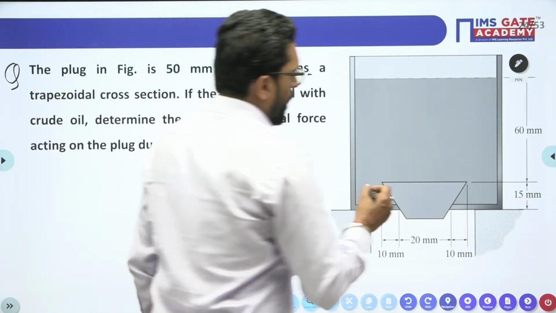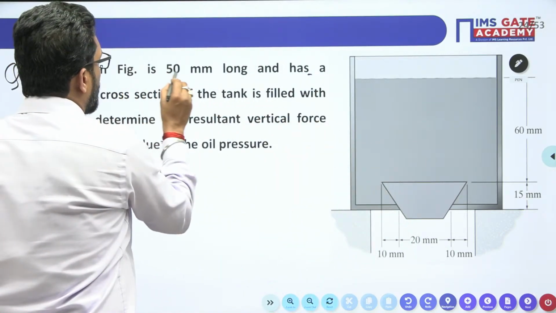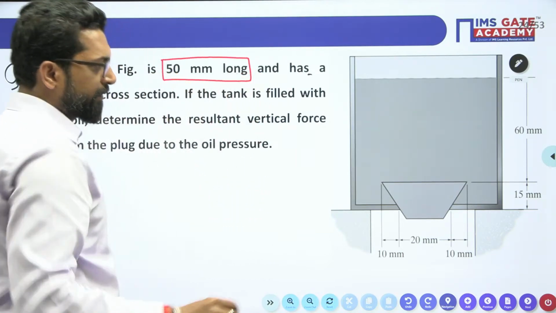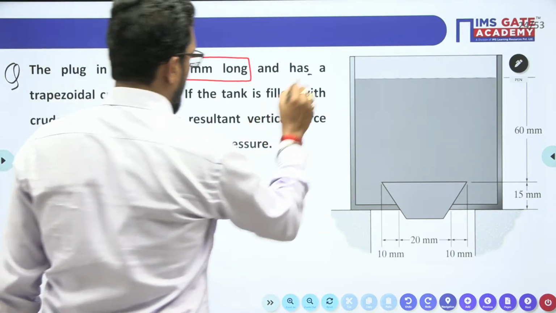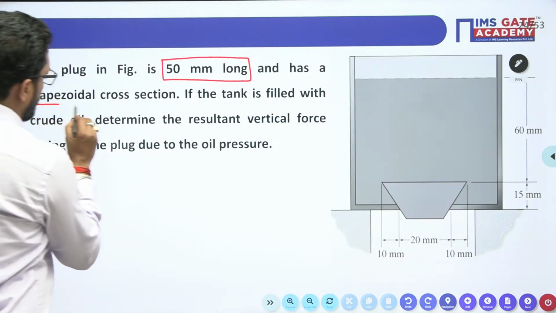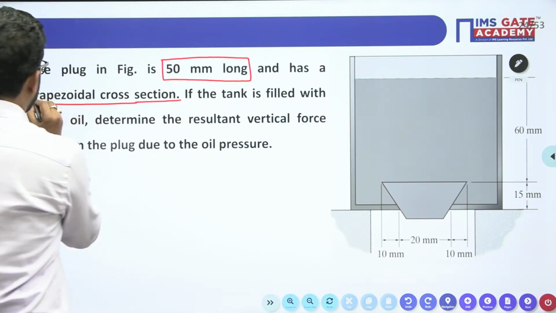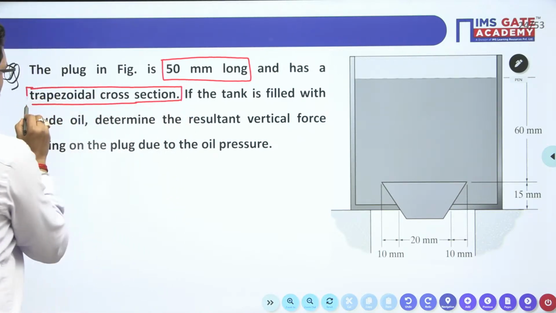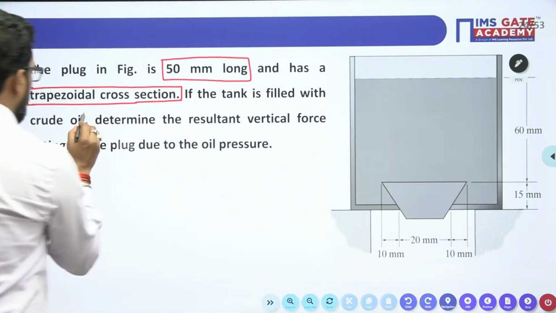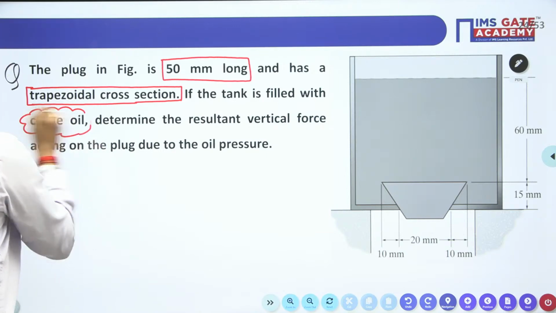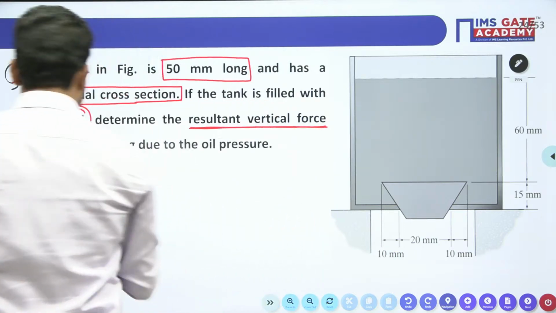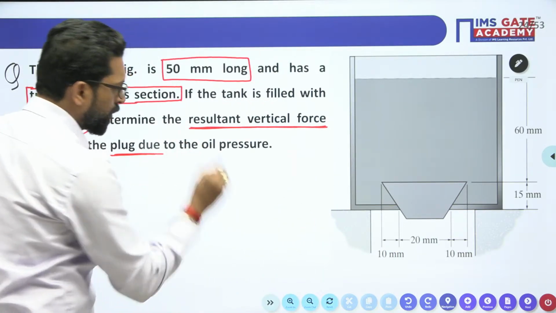See, a plug in a figure is 50 mm long, and has a trapezoidal cross section. If the tank is filled with crude oil, determine the resultant vertical force acting on the plug due to the oil pressure.